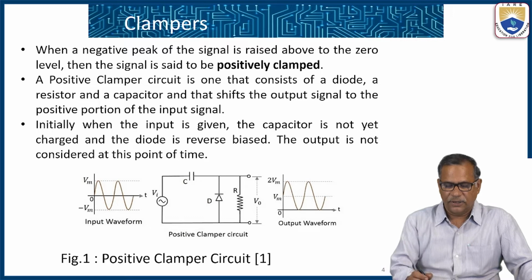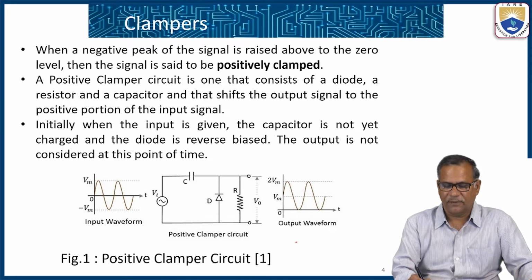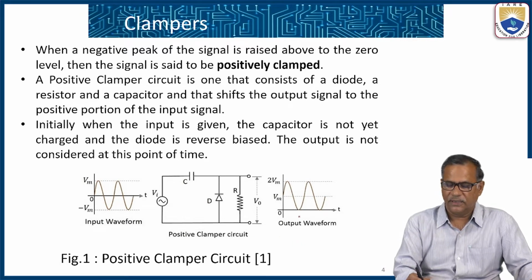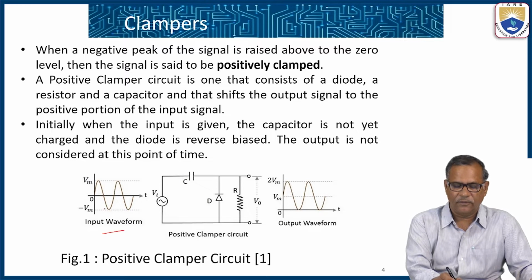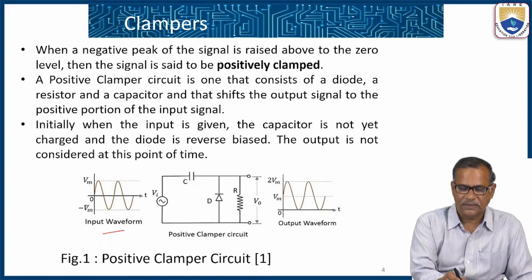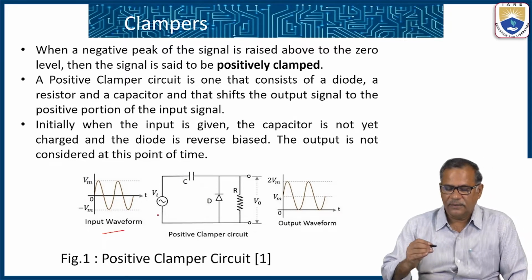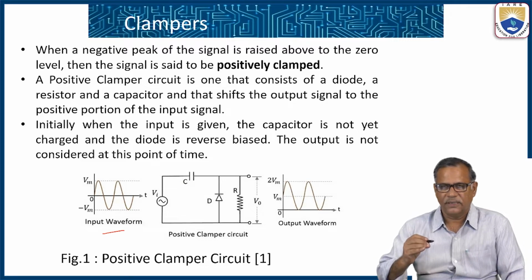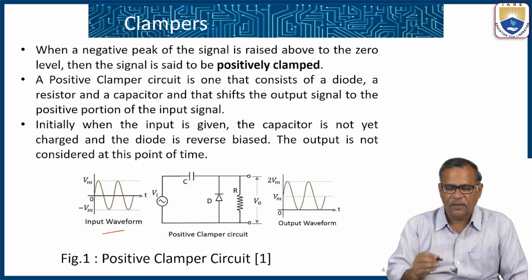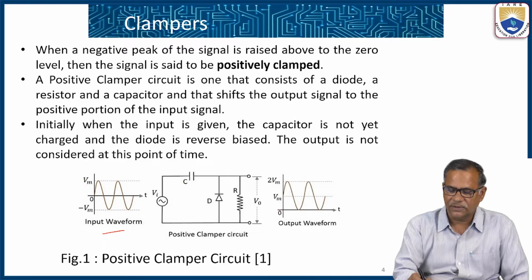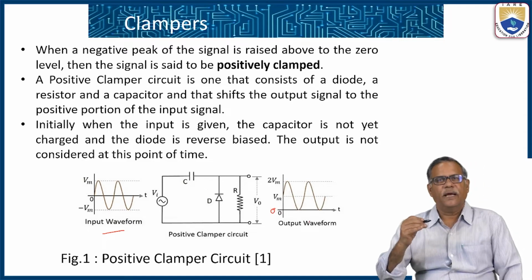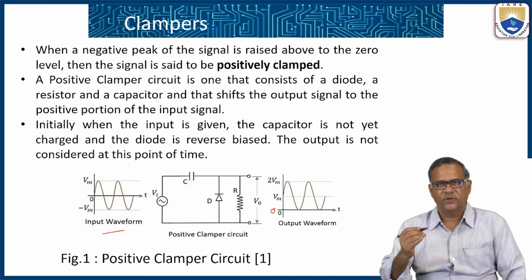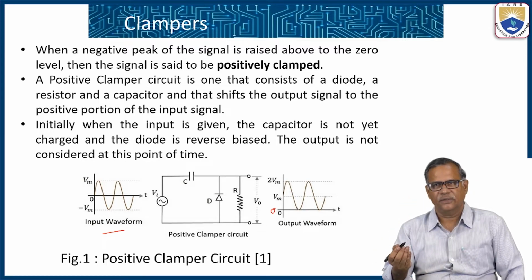Now this circuit is a positive clamper circuit. You can see this is the input waveform with average value 0. And it is shifted up, so it is a positive clamper. Now you see the whole waveform starts from 0. So it is shifted upwards, to the positive side. So it is a positive clamper circuit.